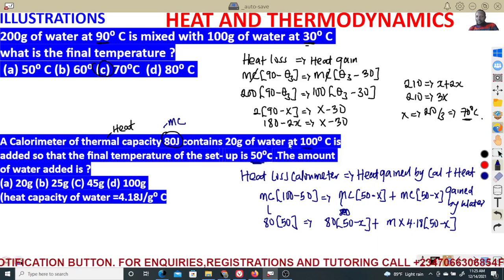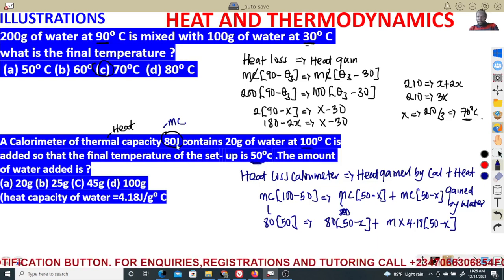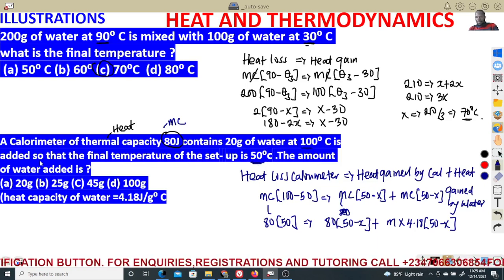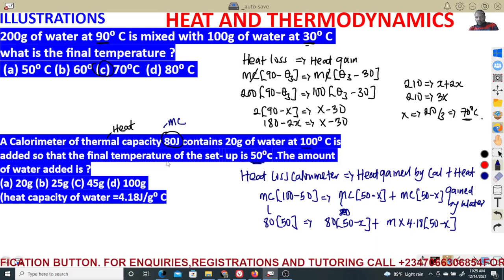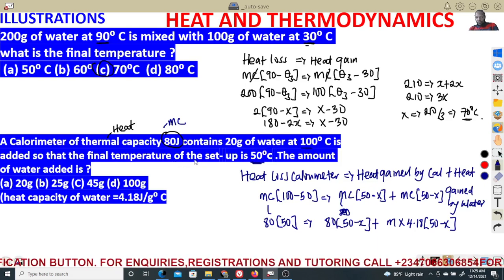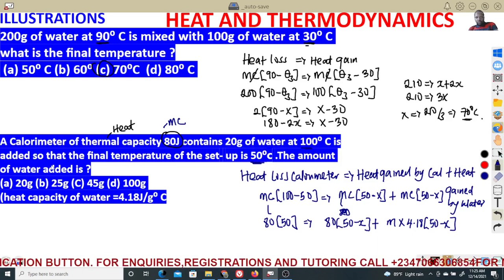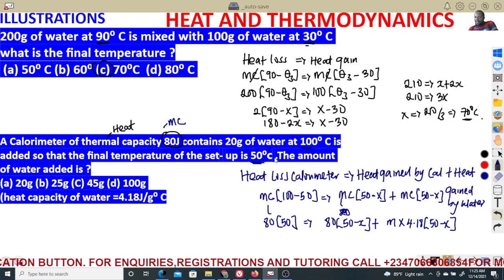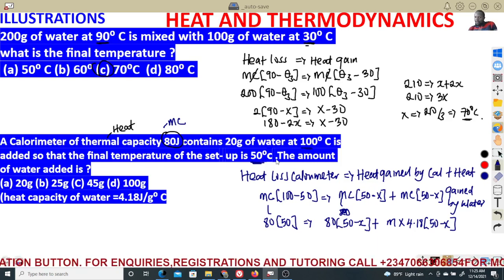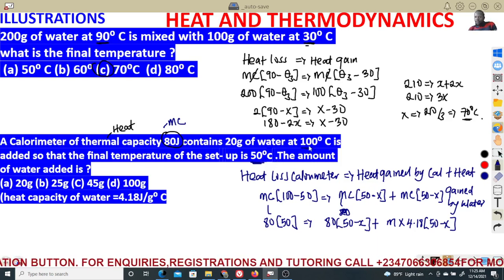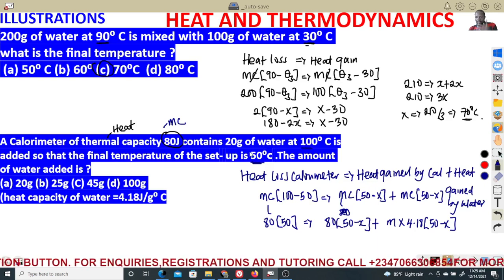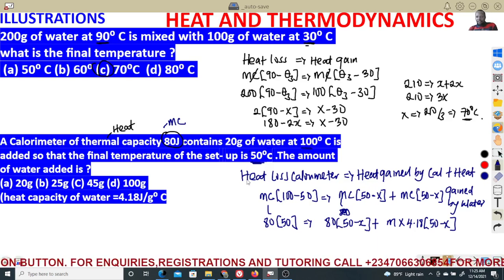So there's a change in that there should be three temperatures. A calorimeter of thermal capacity of this contains 20 grams of water at 100 degrees Celsius is added, so that the final value of the setup is theta 3. Then there should be another temperature. There are three temperatures now, theta 2, which is this one, then the final temperature, theta 3. Then there should be equals to what?